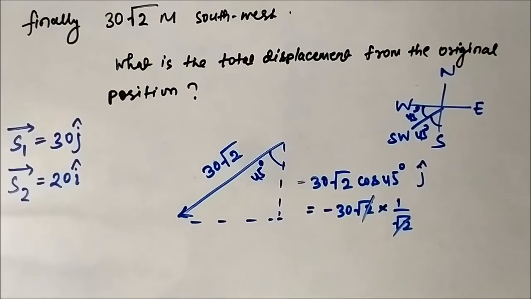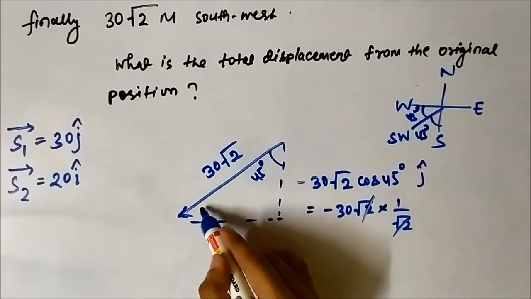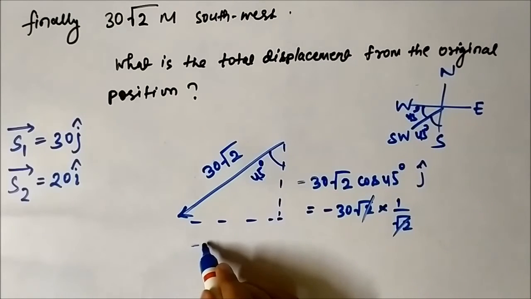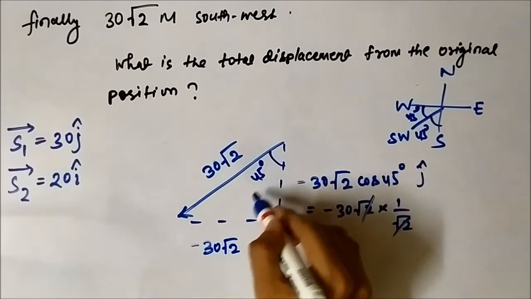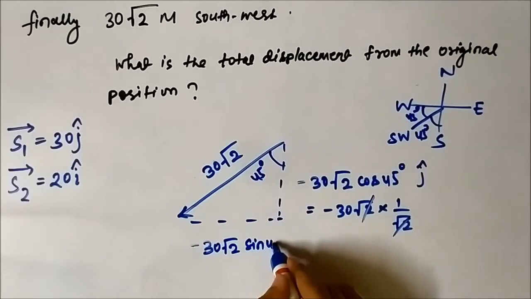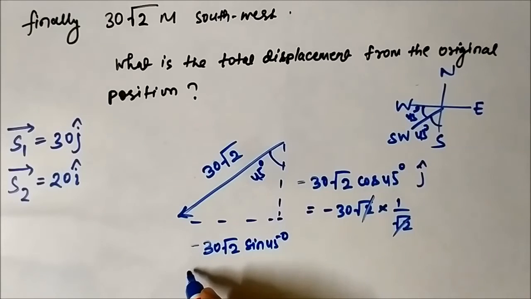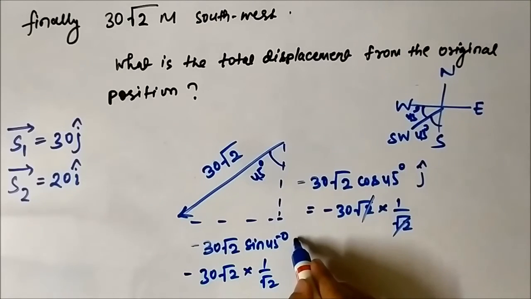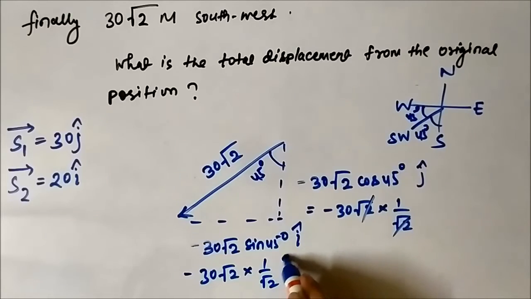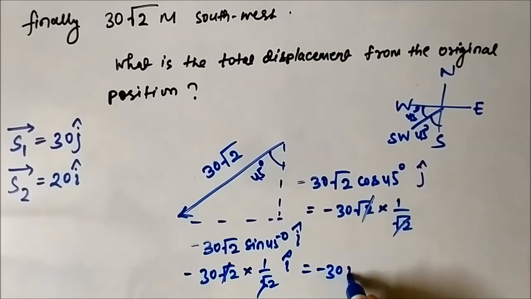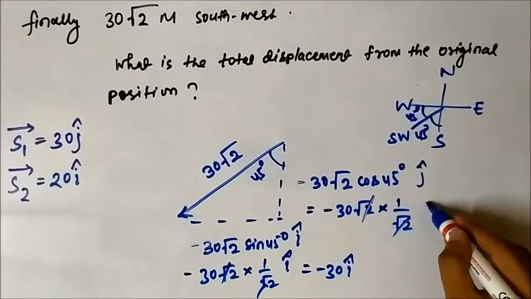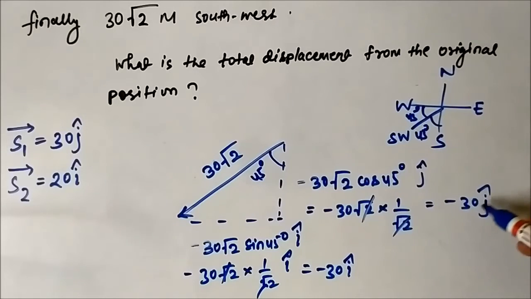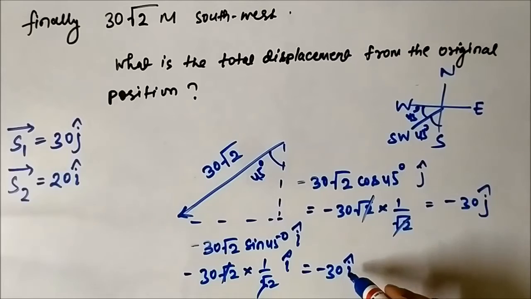Now southwest, this component will be in the negative x direction. This will be minus 30 root 2 sin 45 degrees, which will be equal to again minus 30 root 2 into 1 by root 2. This will be I cap, which is minus 30 I cap. So this is minus 30 j cap, this is minus 30 I cap. This is along the negative y axis, this is along the negative x axis.